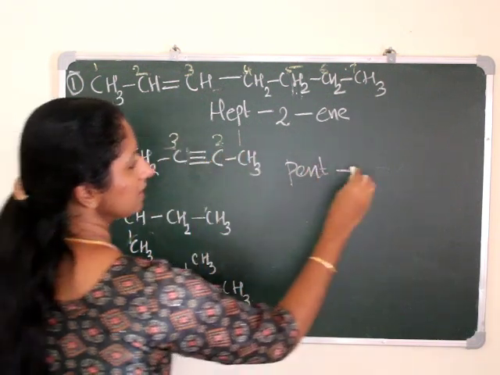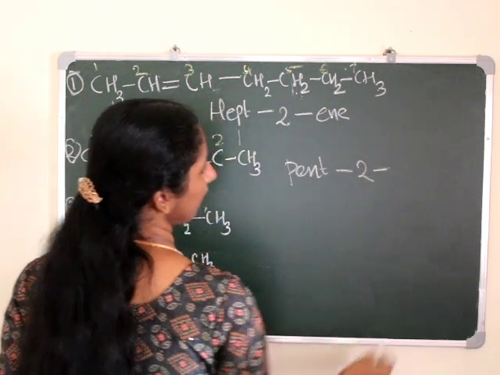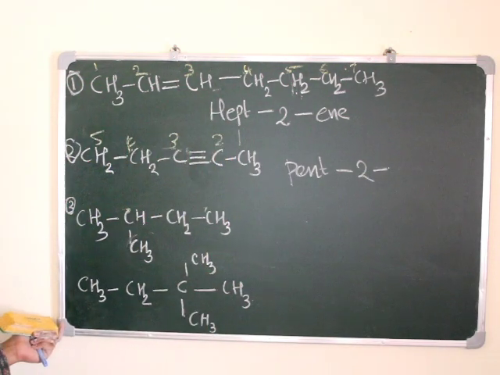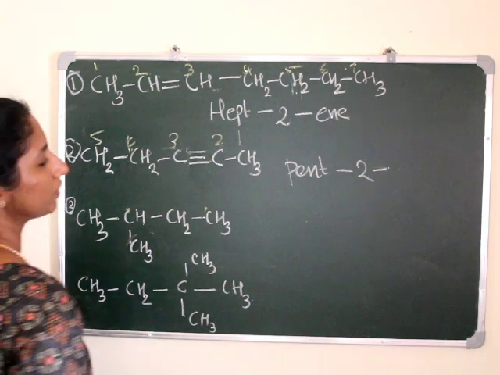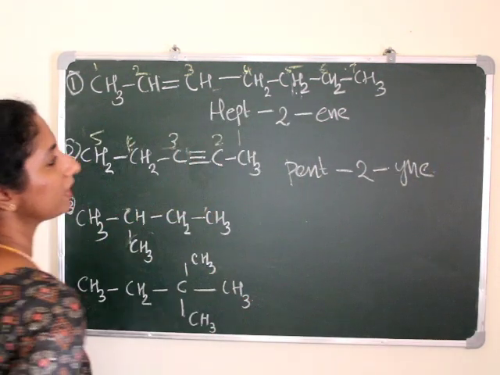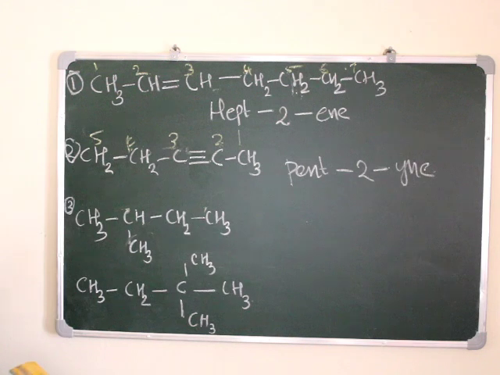That is at the second position. So 2. Then we are putting a hyphen again, and the suffix will be according to the number of unsaturation. That means which unsaturation is present. So here the unsaturation is triple bond. So the suffix will be yne. Okay. Pent-2-yne is the IUPAC name for this particular hydrocarbon.